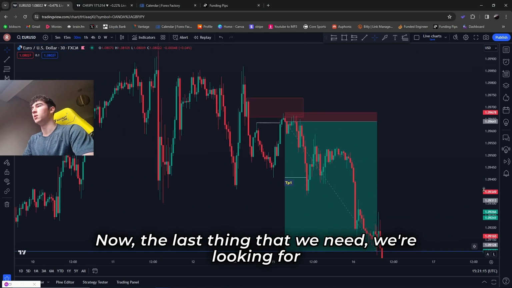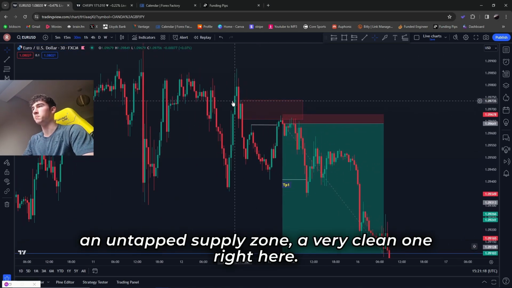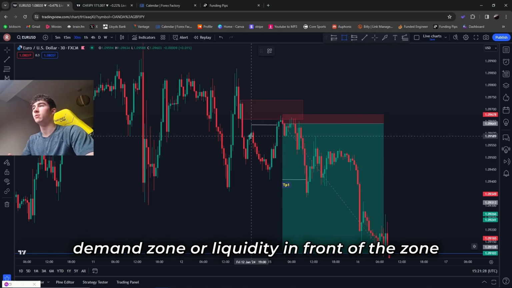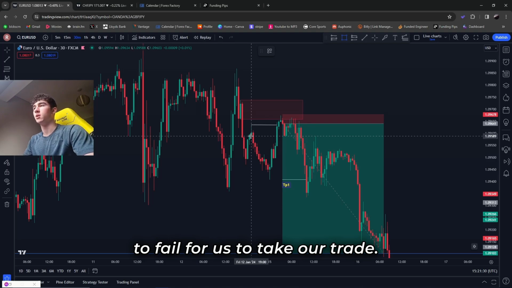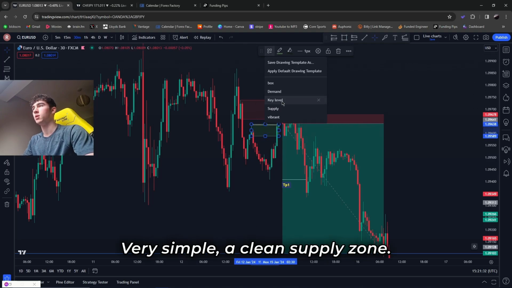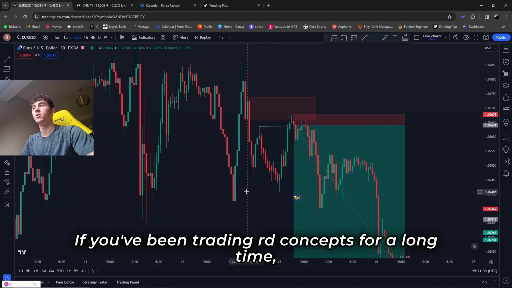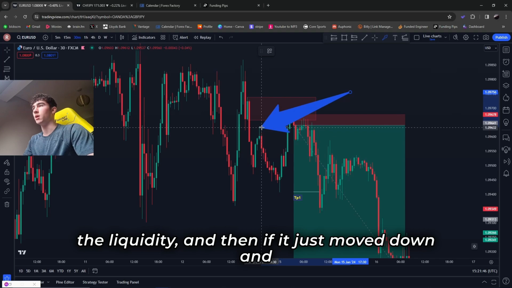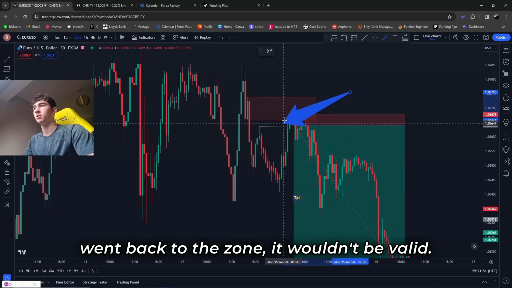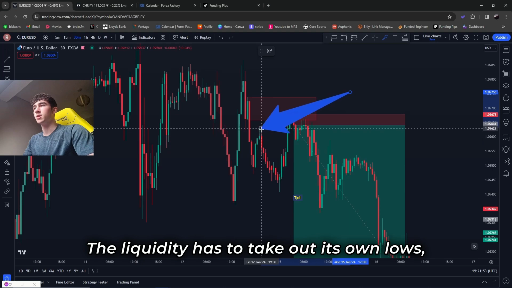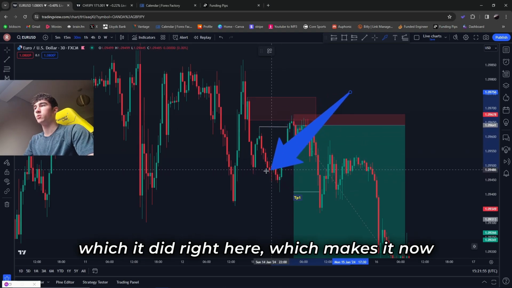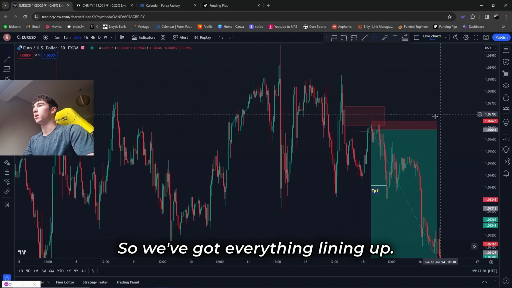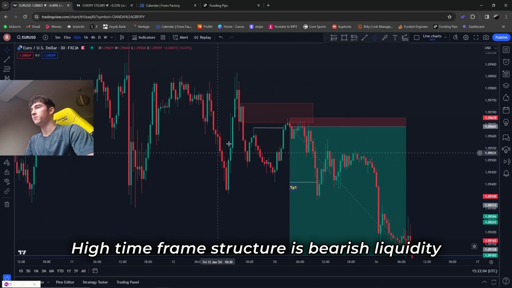Now the last thing that we need, we're looking for an untapped supply zone, a very clean one right here. The next thing we need is a supply or demand zone or liquidity in front of the zone to fail for us to take our trade. Very simple. Clean supply zone. If you've been trading RD concepts for a long time, you'll know this is a valid zone because we made the liquidity, and if it just moved down and went back to the zone, it wouldn't be valid. The liquidity has to take out its own lows, which it did right here, which makes it now a valid trade when we come back up. So we've got everything lining up. High time frame structure is bearish.